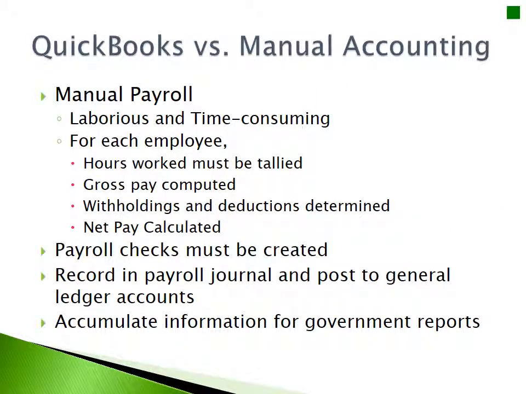Manual payroll systems are laborious and time-consuming. For each employee, the hours worked have to be tallied, the gross pay computed, withholdings and deductions determined, and net pay calculated. Then payroll checks are created along with pay stubs that show earnings, withholdings, and deductions for the current pay period as well as year to date. All this information has to be recorded in the payroll journal and posted to the general ledger accounts. And the year-to-date information has to be accumulated for government-required quarterly, every 3 months, and year-end reports.